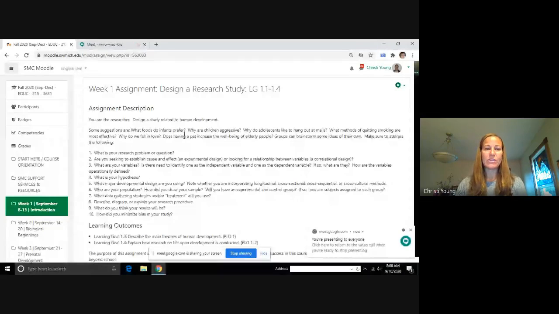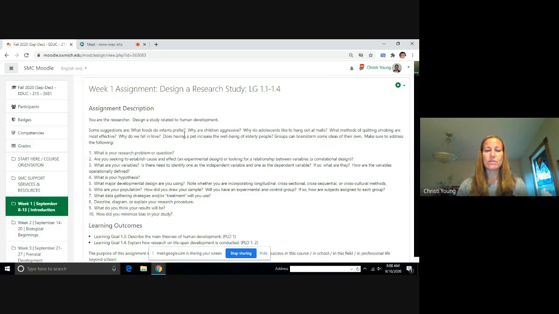Okay, so as you can see, this writing assignment is about designing a research study. It is meant to go along with Learning Goals 1.1 to 1.4, which is basically looking specifically at theories and research. So for this assignment, it has the prompt of you designing a research study. This is not something that you ever have to do, but it could be something that you're interested in.